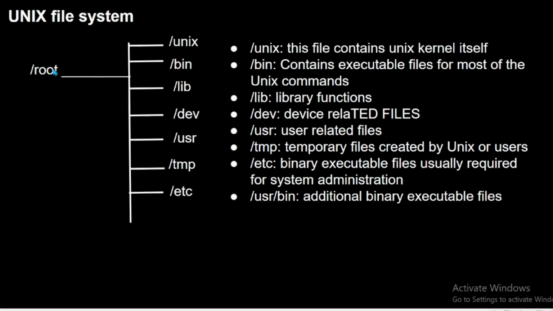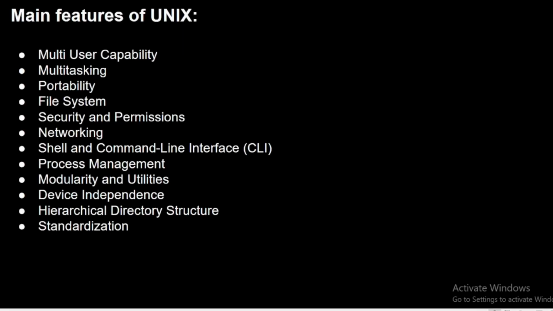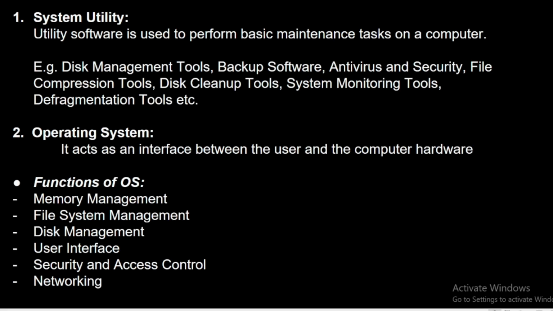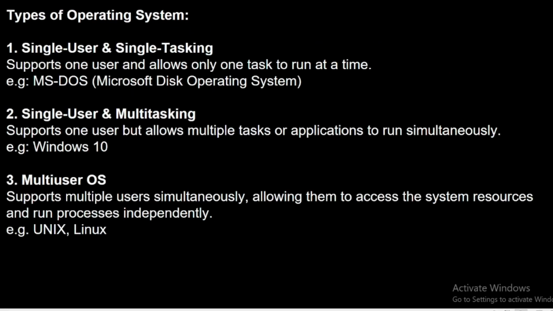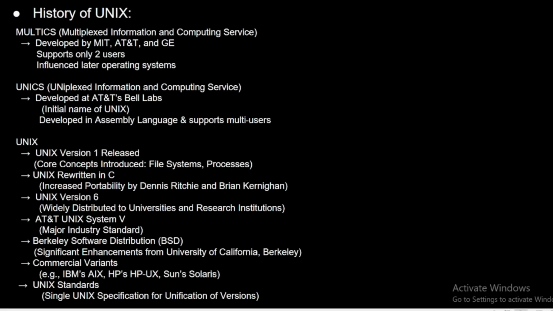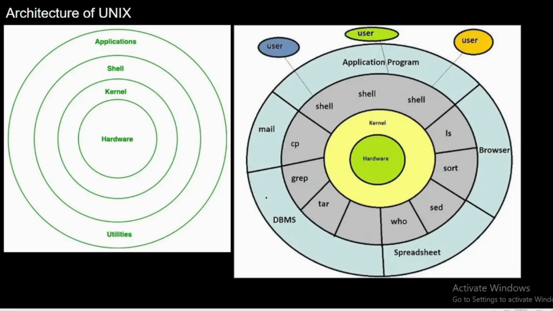So let us recap whatever we have learned today. First of all, we have discussed what is software, the different types of software, and what is an OS. Next, we have discussed the Unix operating system and why it is popular. Then we have discussed its brief history, the architecture of Unix, and the Unix file system in detail.